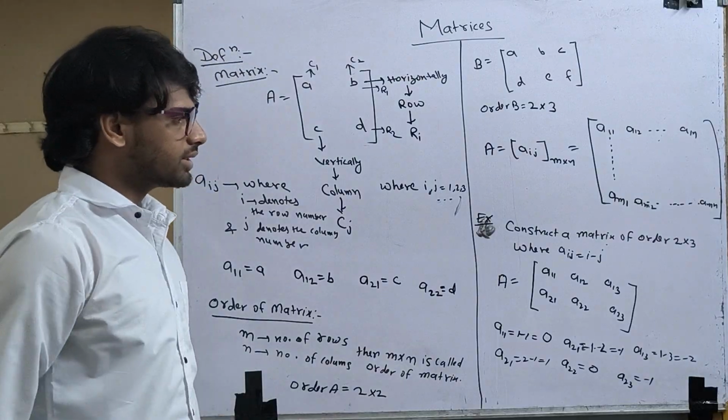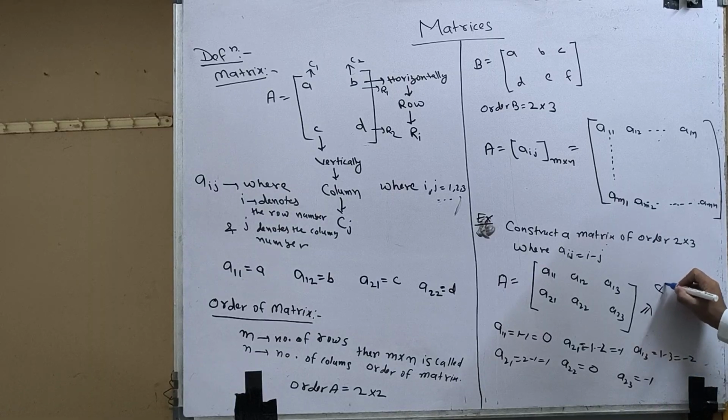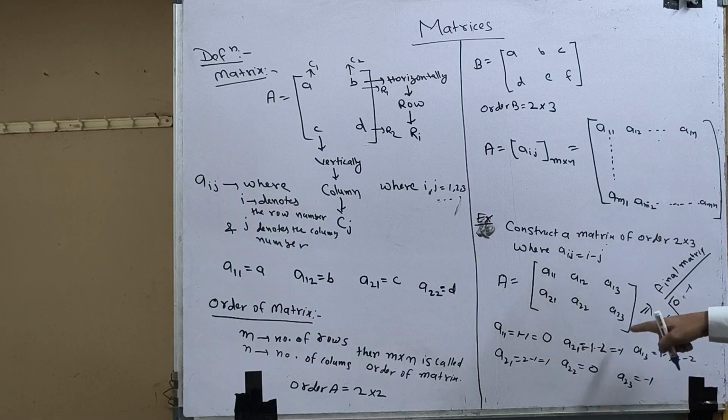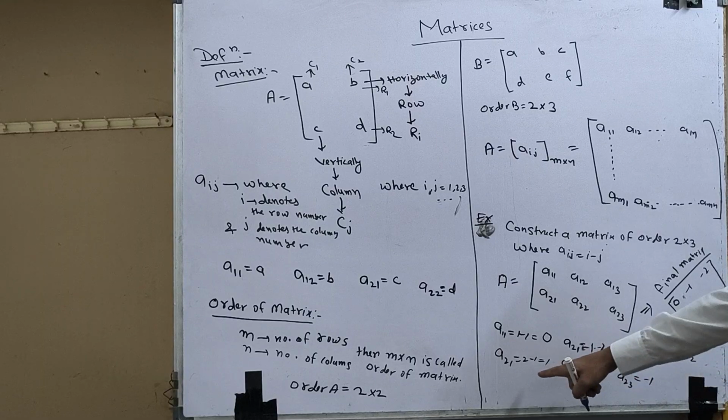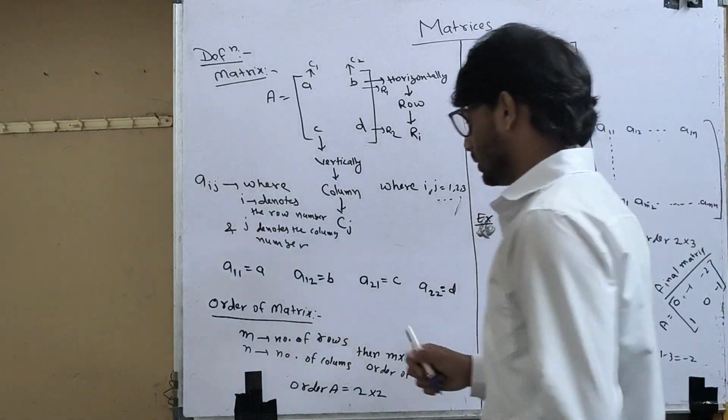Now this is my final matrix. A is equal to 0, minus 1, minus 2 in the first row, and 1, 0, minus 1 in the second row. So this is my final matrix, with all elements reached.